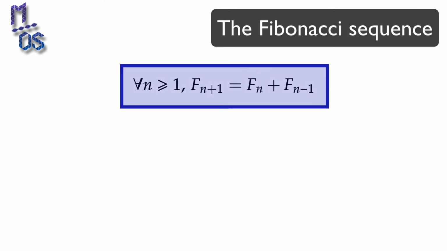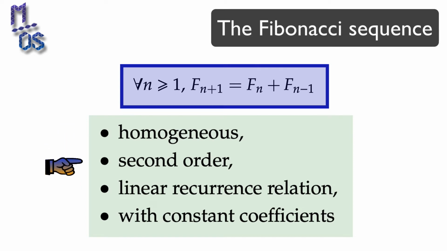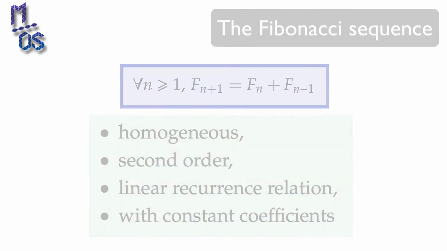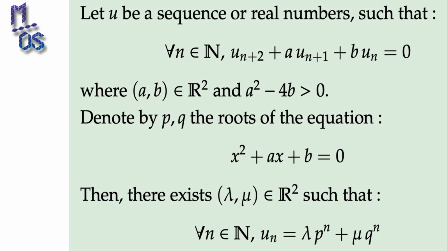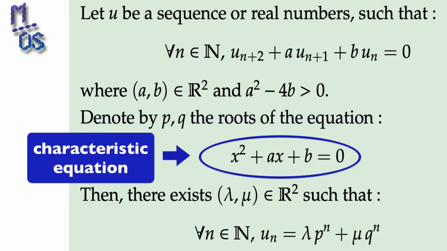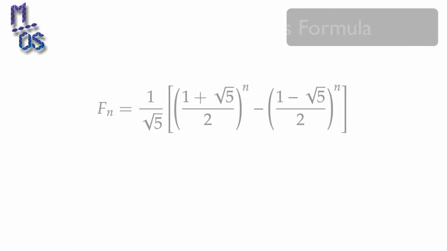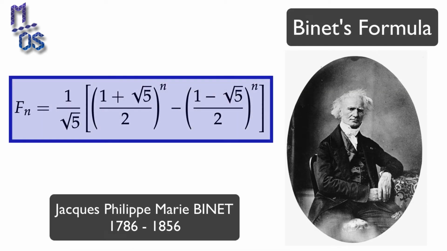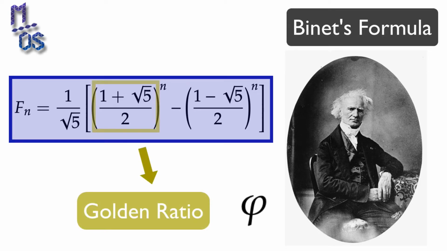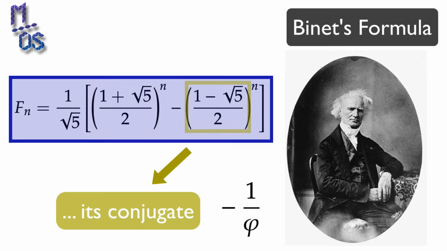This formula is a special case of what mathematicians call a homogeneous second-order linear recurrence relation with constant coefficients. For such a sequence, we've got a recipe that enables us to compute directly any term. By applying this recipe to the Fibonacci sequence, we get the following formula, also known as the Binet formula, which involves the golden ratio, denoted by phi, and its conjugate, the number -1/phi.